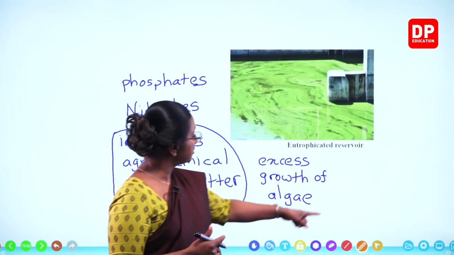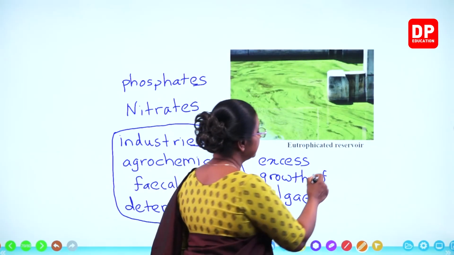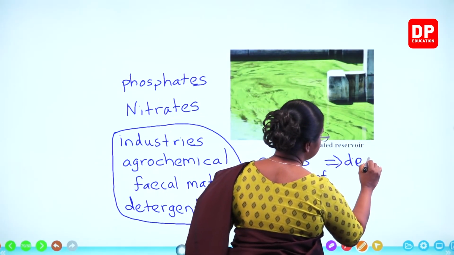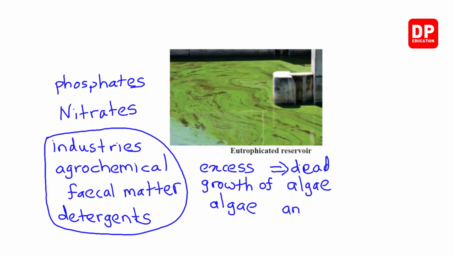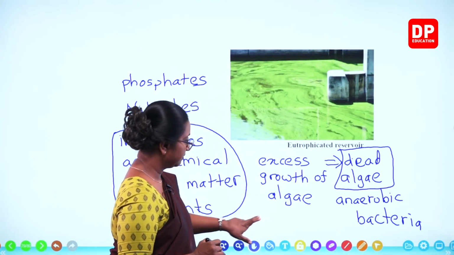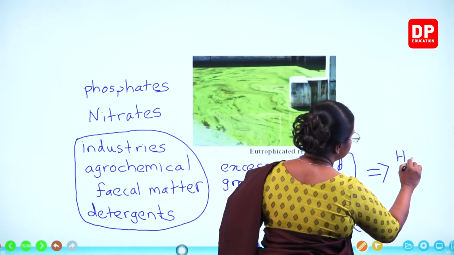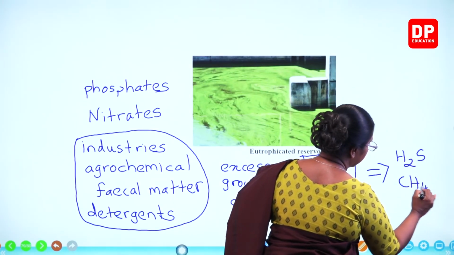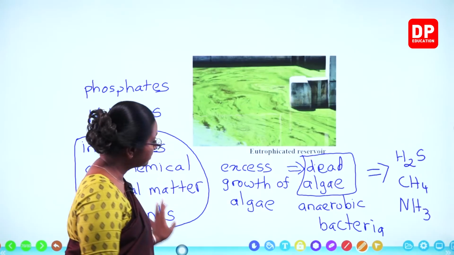At the same time, because of this excess growth of algae, there is an overpopulation of algae, and then these algae start to die. Now, these are the dead algae. And on this dead algae, anaerobic bacteria start to decompose the dead algae. And when that happens, a few gases evolve. Hydrogen sulfide, methane, and also ammonia gases are released. So, this is the process.